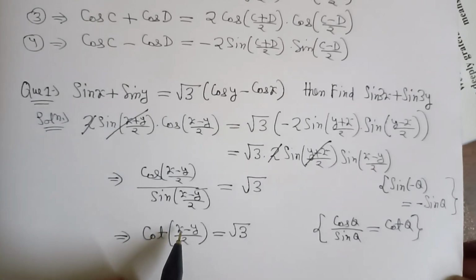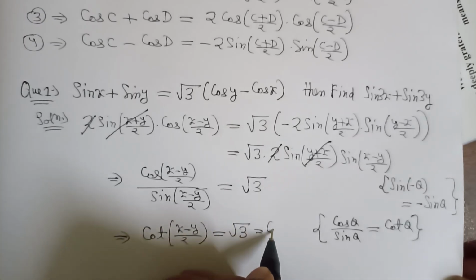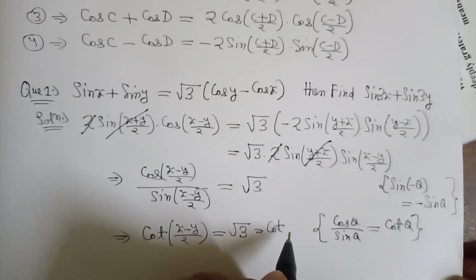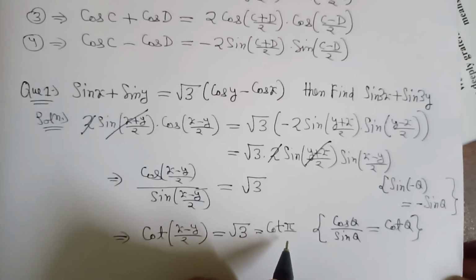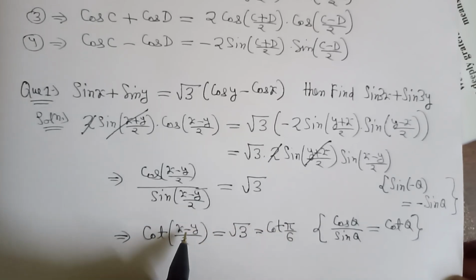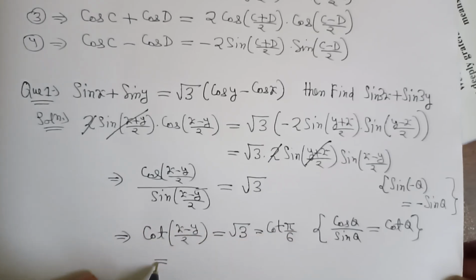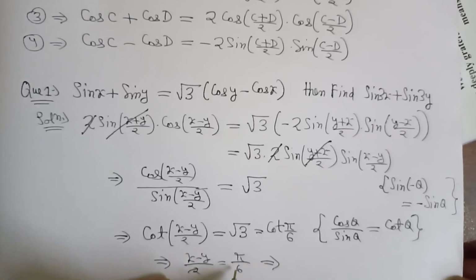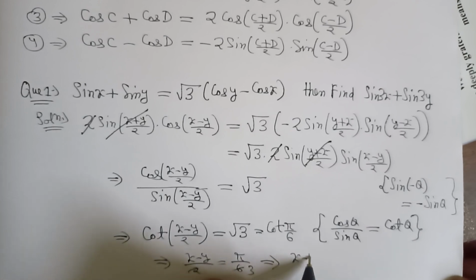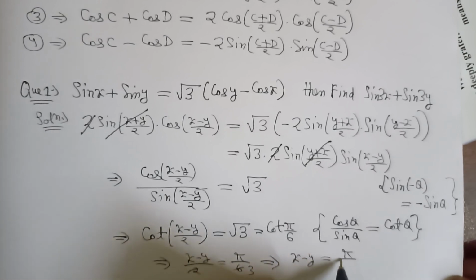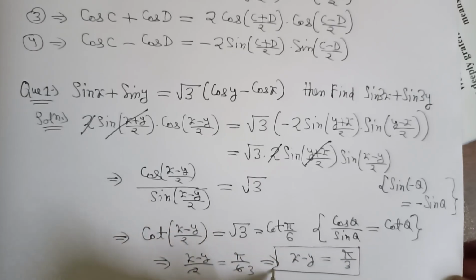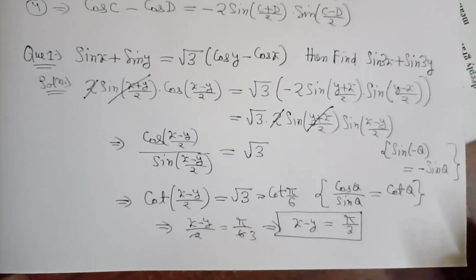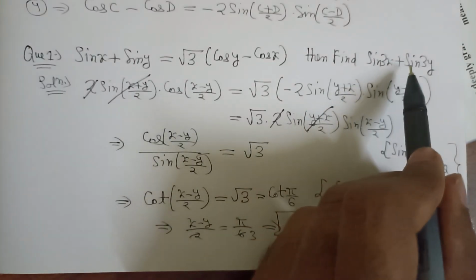So cot something is equals to square root 3. Square root 3 is nothing but, sorry, cot how much, pi by 6. So this angle and this angle should be equal. This implies (x minus y) divided by 2 is equals to pi by 6, and cancelling this 2 you will get x minus y is equals to pi by 3. Correct? And what you need to find? So you need to find sin 3x plus sin 3y.